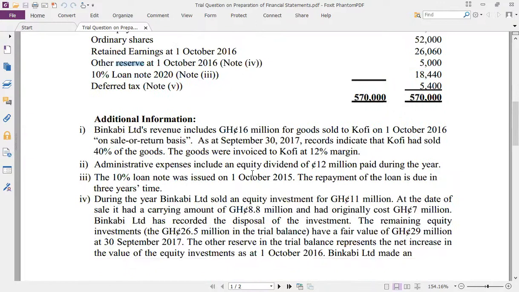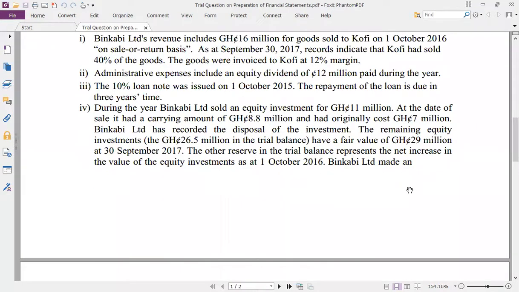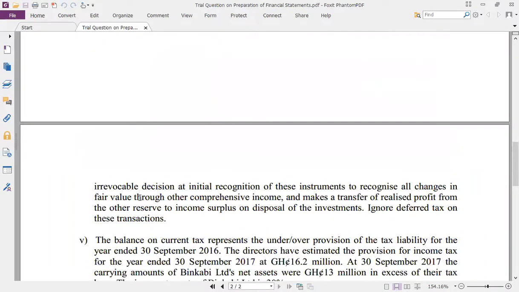Good. So, in short, don't need to worry. I'll provide a summary for you. Being a limited, recoverable, irrevocable decision at initial recognition of this instrument to recognize all changes in the fair value through other comprehensive income. That's perfect. Have you seen that our guess is very good? That this is through OCI. That is all. And make transfer of retained profit from the other reserve to income surplus on disposal of the investment. Ignore the fair taxation on this transaction.